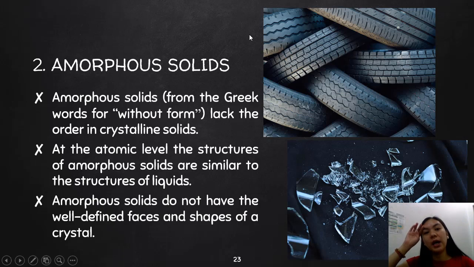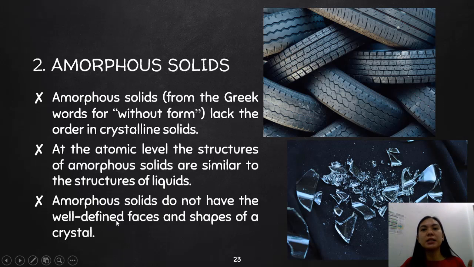Amorphous solids, on the other hand, from the Greek word without form, or rather, amorphous is actually a Greek word that means without form. Okay, and this type of solid lacks the order in crystalline solids. So it says here, at the atomic level, the structures of amorphous solids are similar to the structures of your liquid. Amorphous solids do not have well-defined faces and shapes of a crystal.